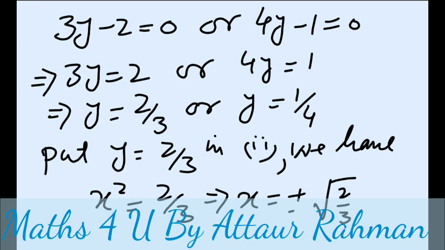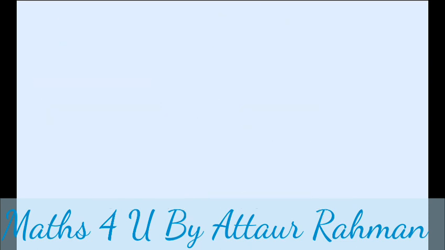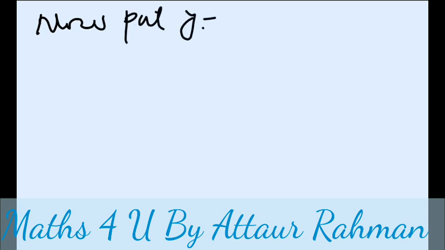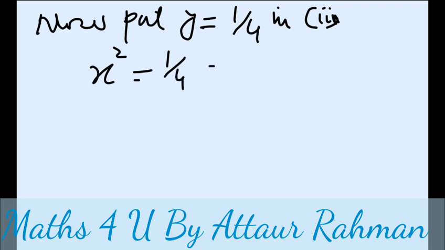We will repeat the same process for the second, that is for y is equal to 1 over 4. That is, we will substitute y is equal to 1 over 4 in equation number 2 to get the value of x. Okay, so let us do it. Put y is equal to 1 over 4 in equation 2. We have x square is equal to 1 over 4. Now taking the square root of both sides, we get x is equal to plus minus 1 over 2. And these are the other two values of x. Here again, for one value of y, we have two different values of x.